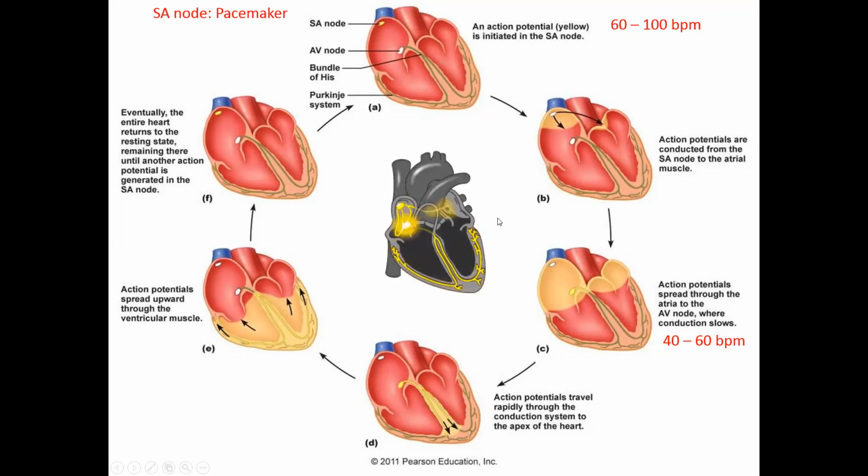So here we have a normal action potential. It starts off in the SA node, goes through the atria which contract, goes to the AV node which slows it down, goes down the bundle of His, then up the Purkinje fibers, and the ventricles contract. And then you go through the same cycle over and over again.